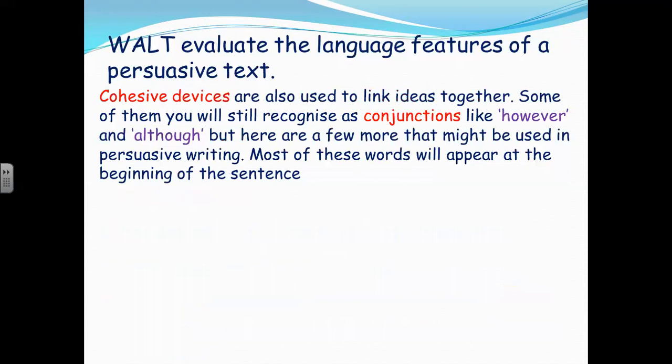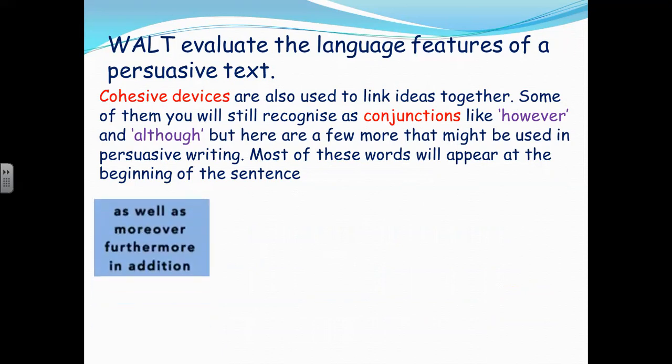Cohesive devices are also used to link ideas together. Some of them you will still recognize as conjunctions, like however and although. But here are a few more that might be used in persuasive writing. Most of these words will appear at the beginning of the sentence.